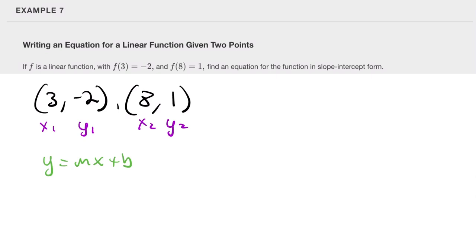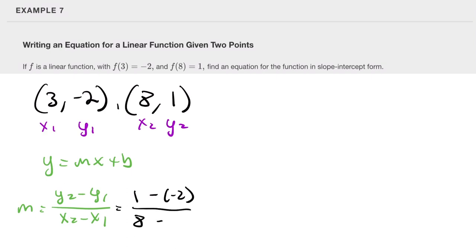Okay. So in this case, we don't have our y-intercept, so we can go ahead and find the slope. So if we were going to use our slope formula, let me see. So that's going to be our y2 minus y1 over x2 minus x1. Again, that's our slope. So our y2 is 1, our y1 is negative 2, our x2 is 8, x1 is 3. That's a 3 over 5, okay? So that's our slope. And we don't know the y-intercept, but we do have these other points.